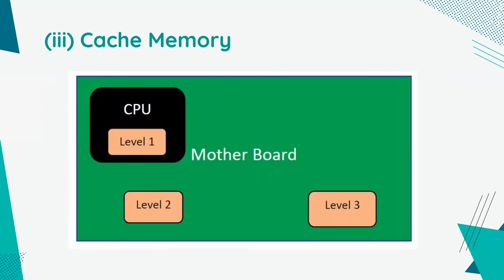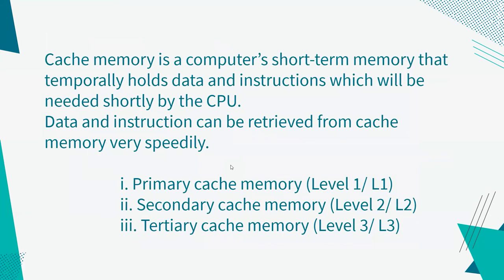Then let's talk about the cache memory. Here in this picture, you can see there are three types of cache memory: level 1, level 2, and level 3. As you can see, the level 1 cache memory is inside of the CPU, and level 2 and level 3 cache memories are in the motherboard. Cache memory is computer's short-term memory that temporarily holds data and instructions which will be needed shortly by the CPU. Data and instructions can be retrieved from cache memory very speedily.